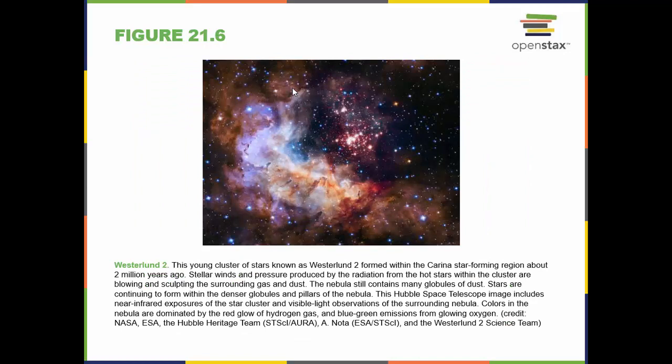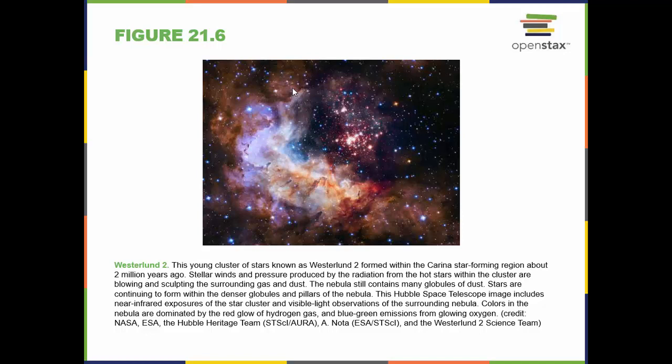So here we see a young cluster of stars, and it formed within the Carina star-forming region about 2 million years ago. Here we see stellar winds and pressures produced by the radiation from the hot stars within the cluster, and they're blowing out and sculpting the surrounding gas and dust. And this nebula still contains many globules of dust, and stars are continuing to form within the denser globules and the pillars of the nebula.